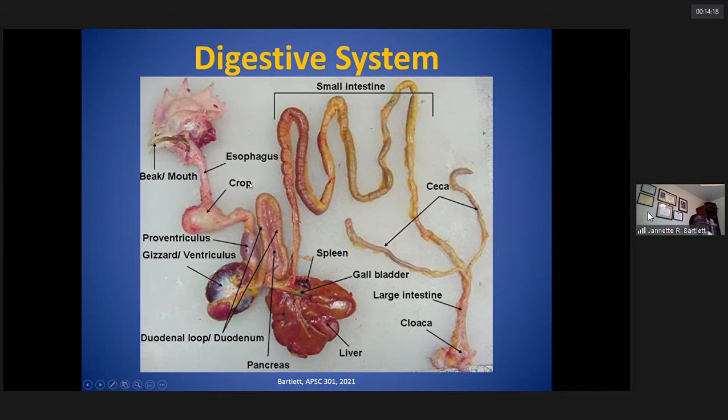Okay, any other questions before? Now we're going to take each part and say what role it plays in the digestive process.